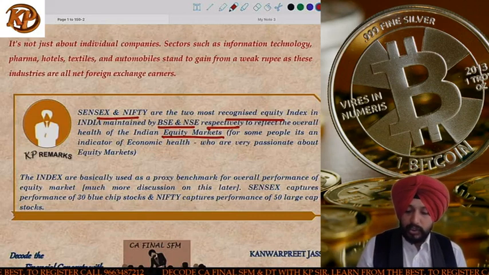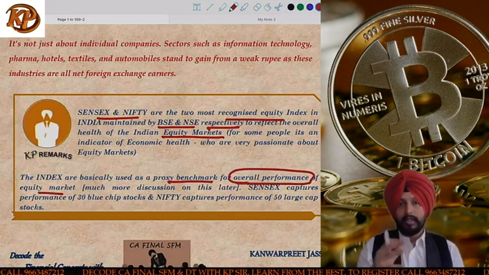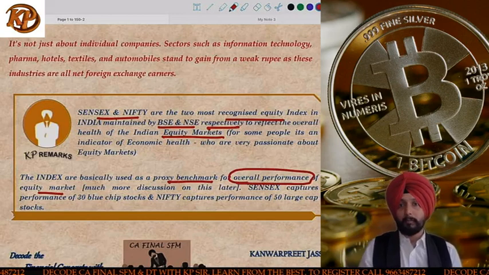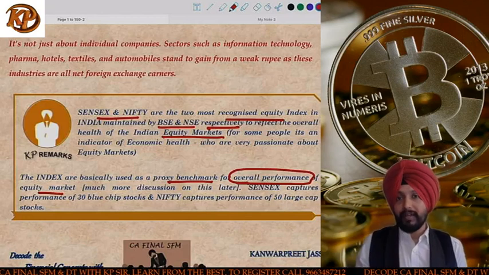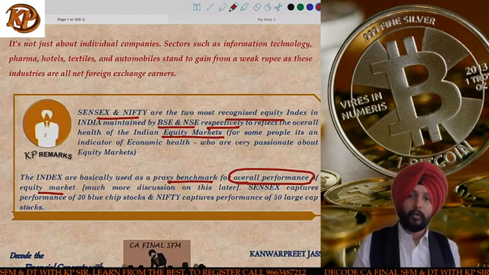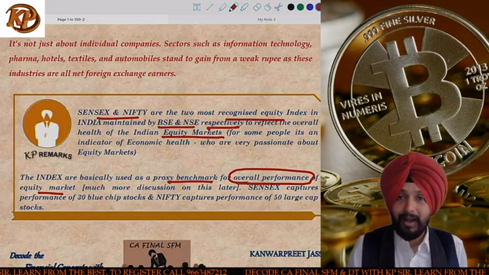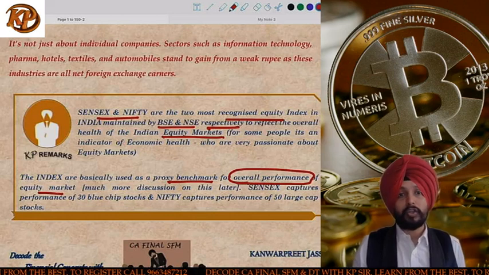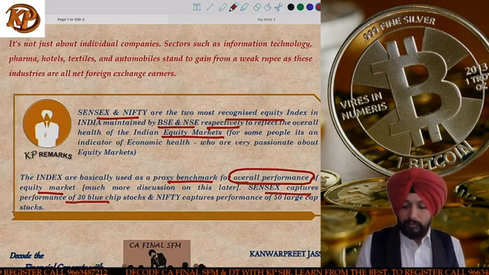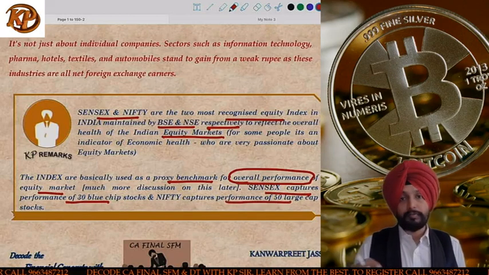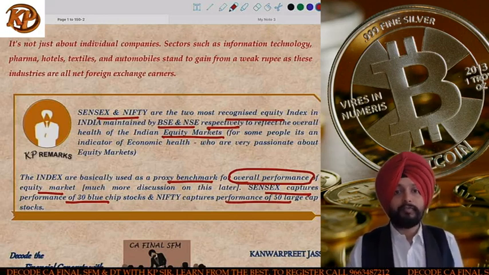The indexes are basically used as a proxy benchmark for the overall performance of the equity markets. They give you an idea about how the overall markets are performing on a given day, whether we are having a bullish phase or a bearish phase. But that does not mean that if Sensex is up in value, all the stocks in the index are doing well. Sensex captures the performance of 30 blue chip stocks and Nifty captures the performance of 50 large cap stocks. So Sensex is made up of 30 stocks and Nifty is made up of 50 stocks.